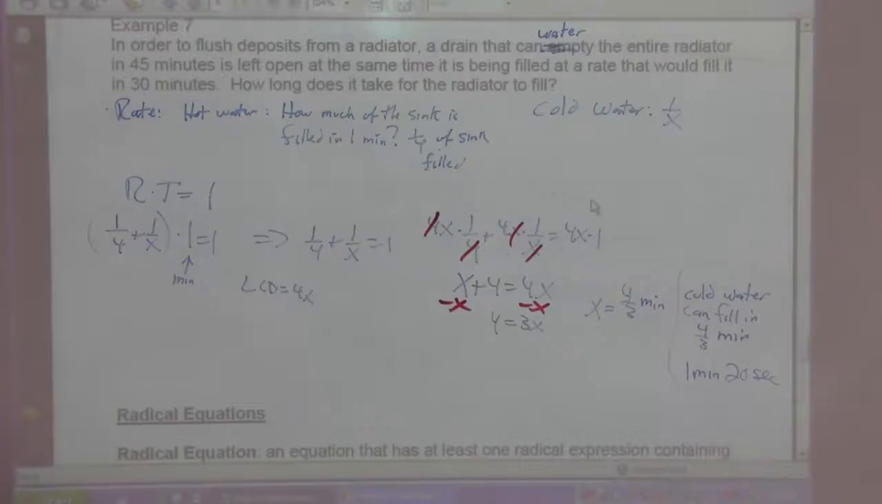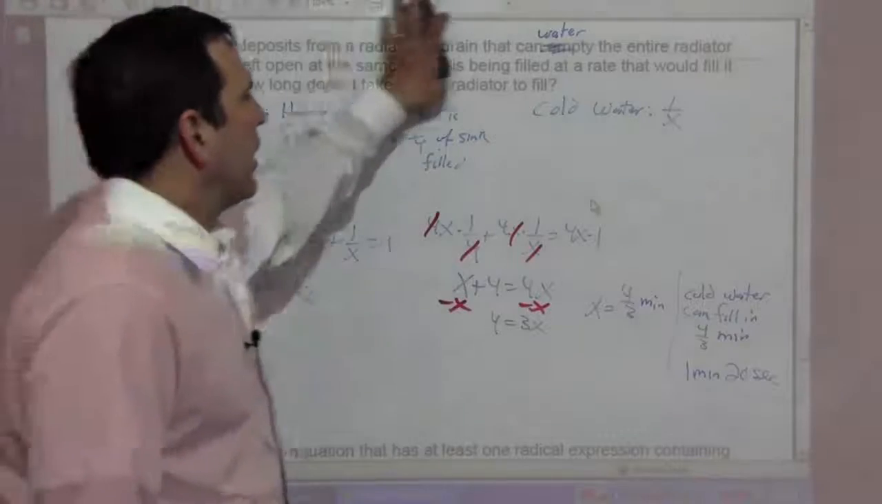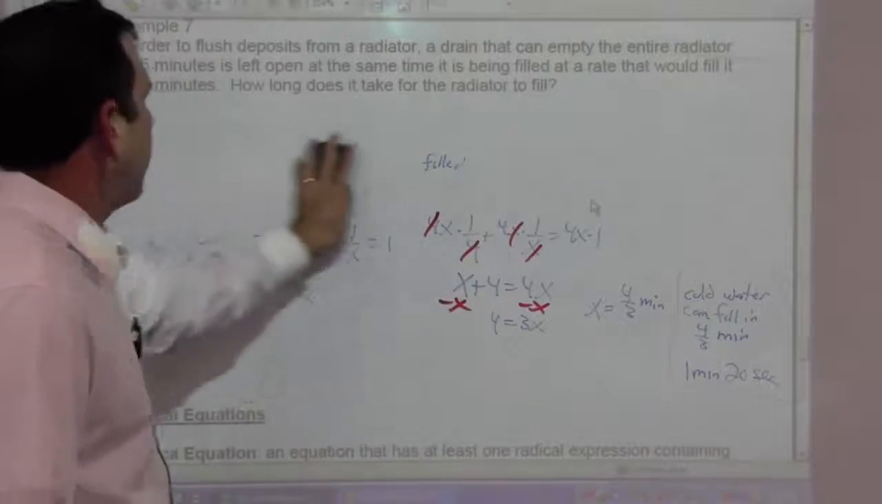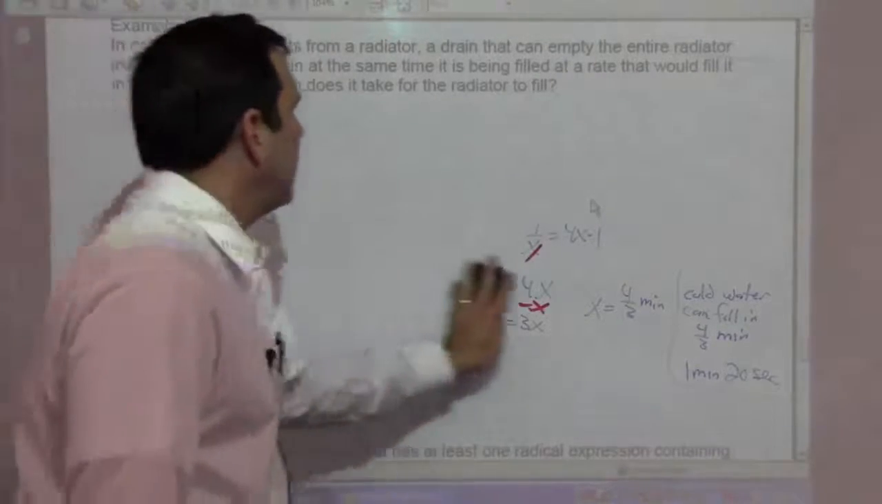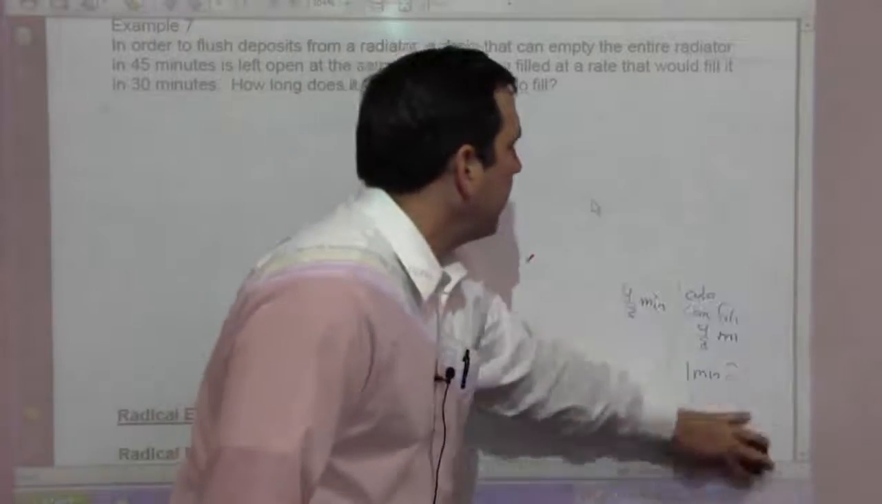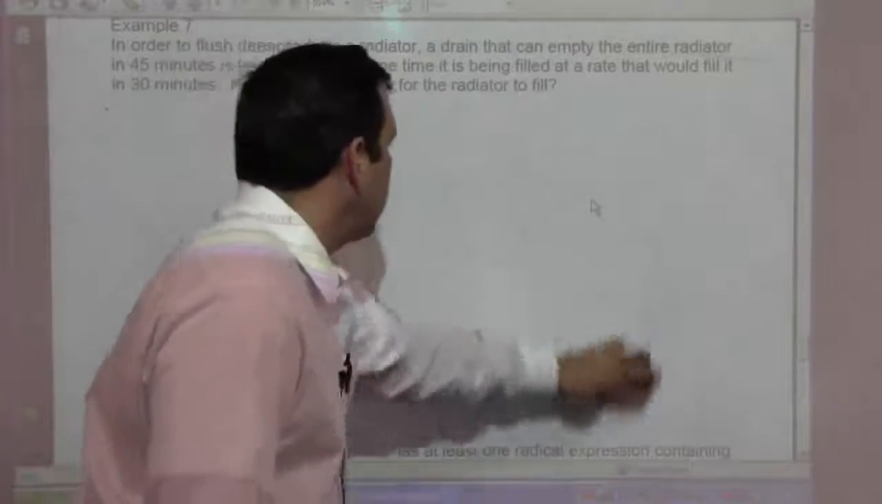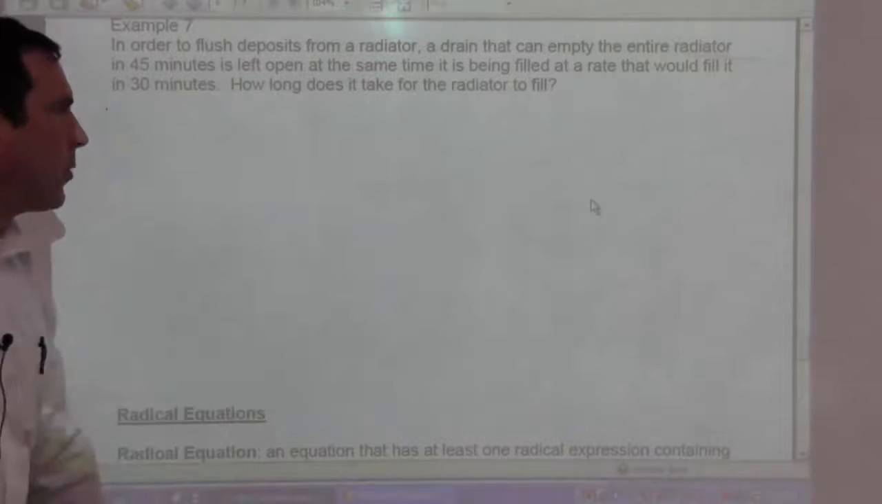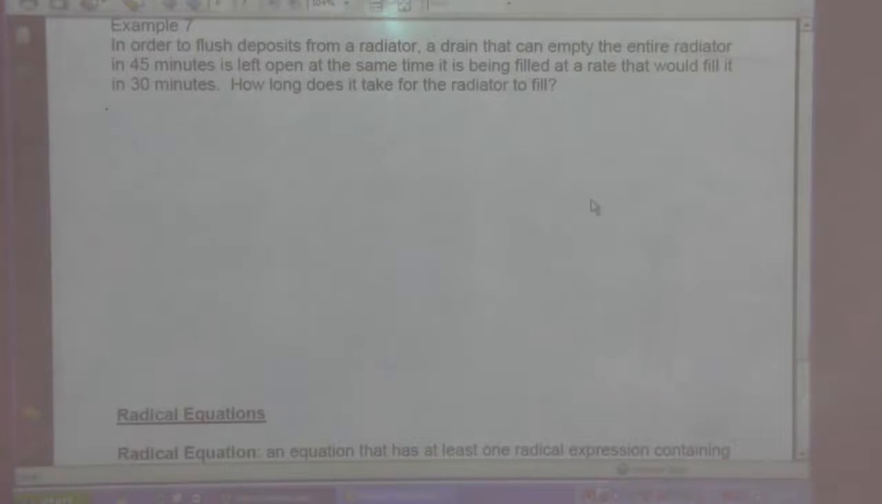In order to flush deposits from a radiator, a drain that can empty the entire radiator in 45 minutes is left open. At the same time, it is being filled at a rate that would fill it in 30 minutes. How long does it take for the radiator to fill?